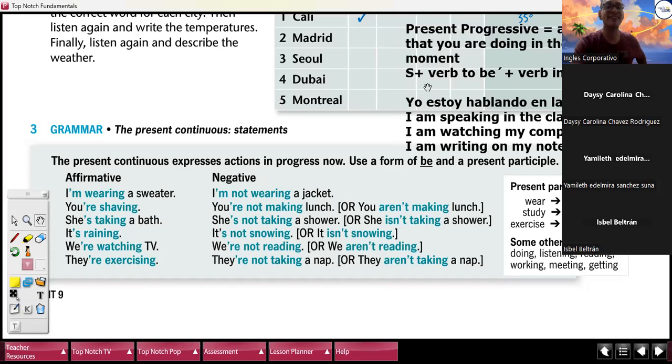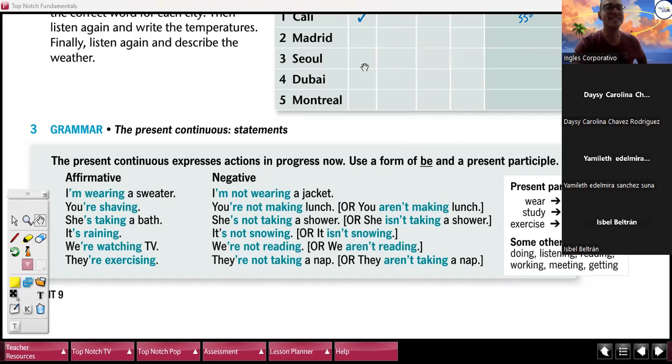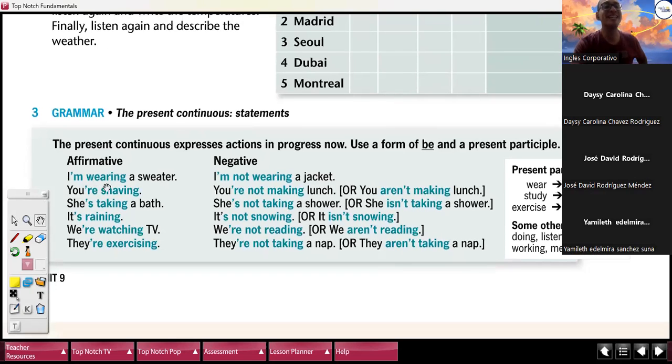So let's continue with this. So remember, activities that you are doing in the moment. Let's continue. Everybody repeat after me, please. I am wearing a sweater. You are shaving. She's taking a bath.